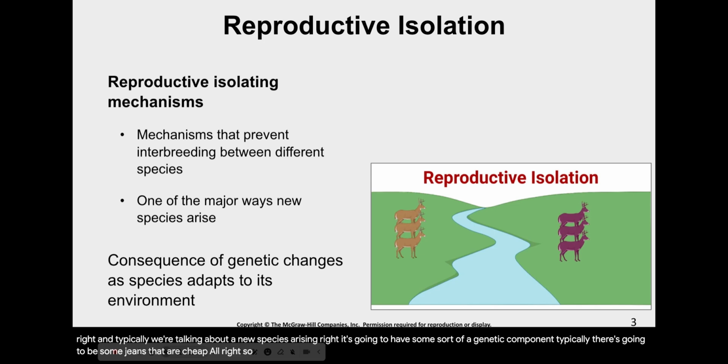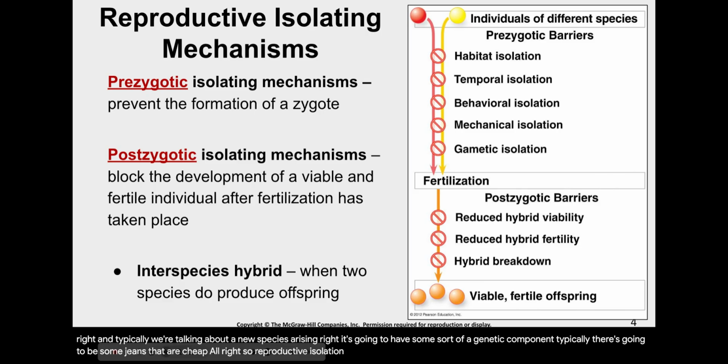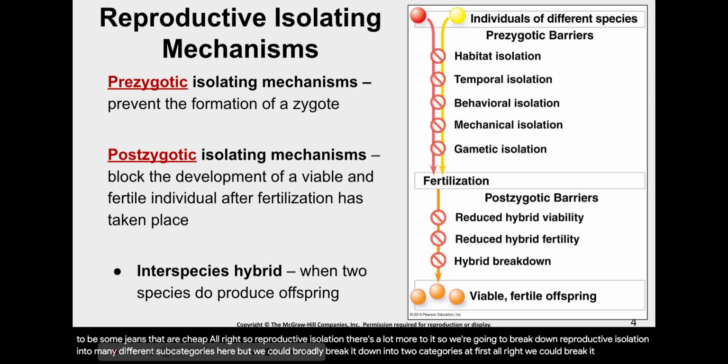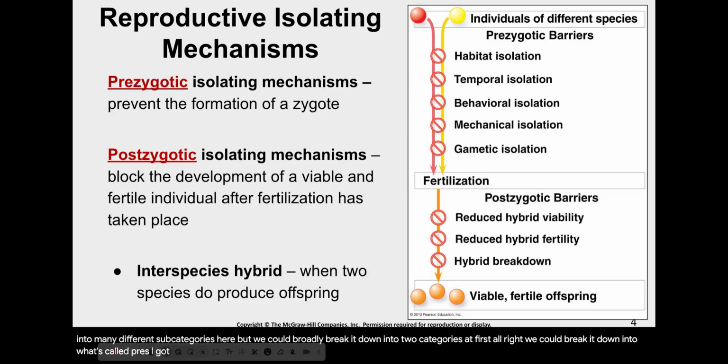All right, so reproductive isolation. There's a lot more to it. So we're going to break down reproductive isolation into many different subcategories here, but we could broadly break it down into two categories at first. We could break it down into what's called pre-zygotic isolating mechanisms or post-zygotic isolating mechanisms.